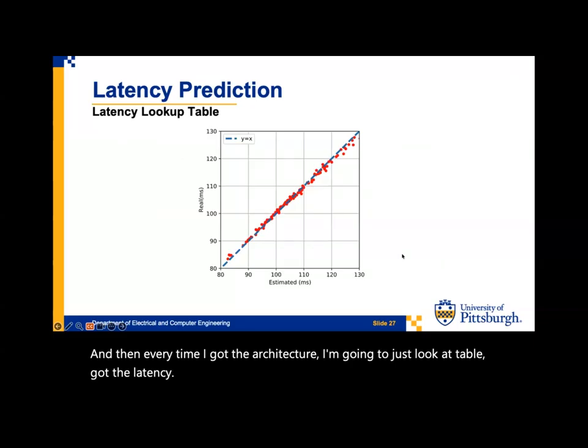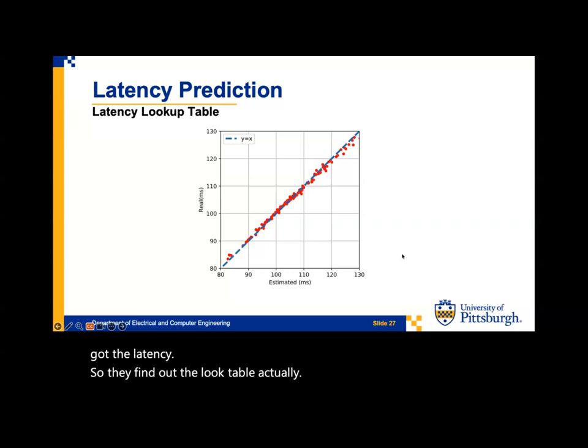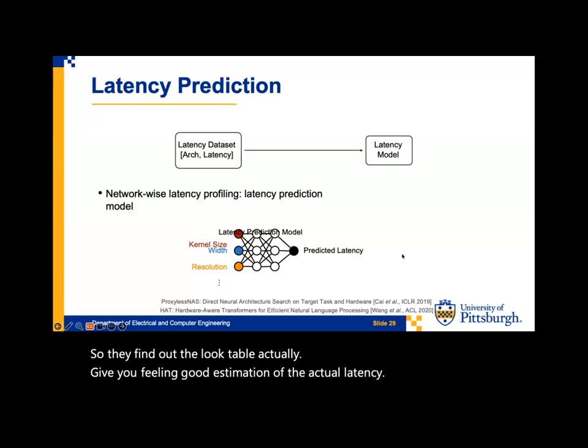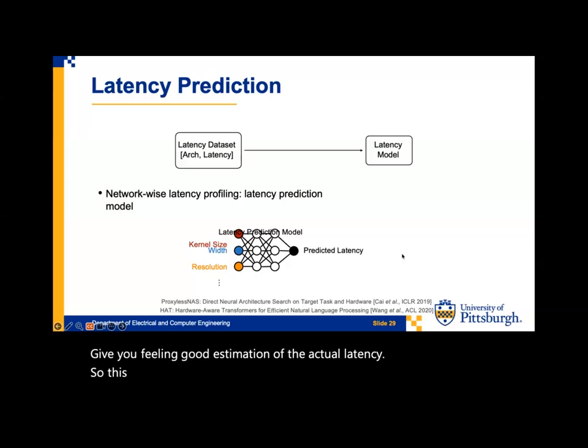So they found out the lookup table actually gives you a fairly good estimation of the actual latency. So this one says, well, instead of using a table, can I train a network to estimate the latency? Right. So that's what they did in this paper.